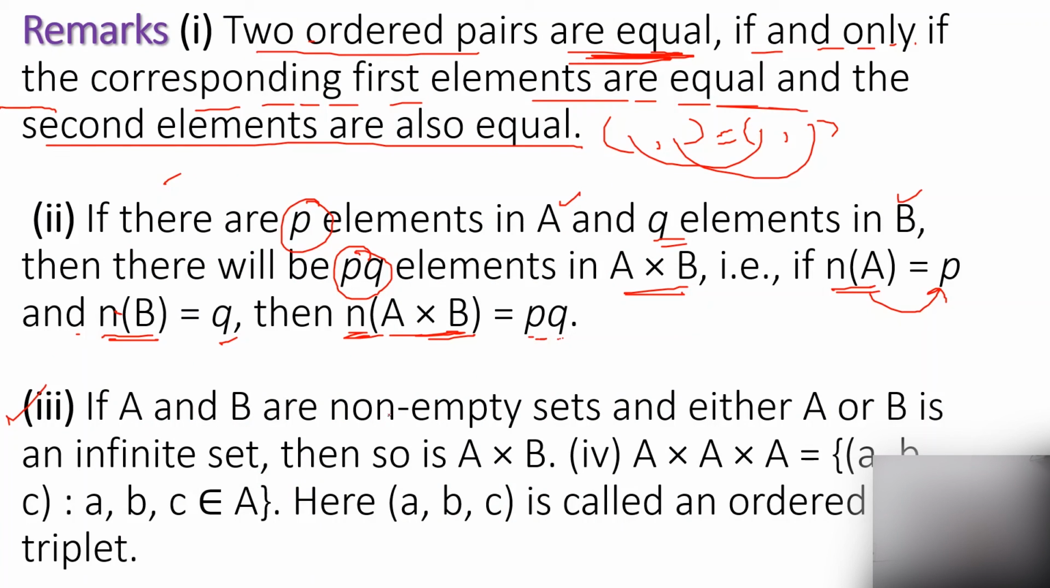Now is the third part. If A and B are non-empty sets and either A or B is an infinite set, then A cross B is also an infinite set. Now is the fourth point. A cross A cross A means triplets. So this can be written in roster form as (a, b, c) such that a, b, c belong to A.